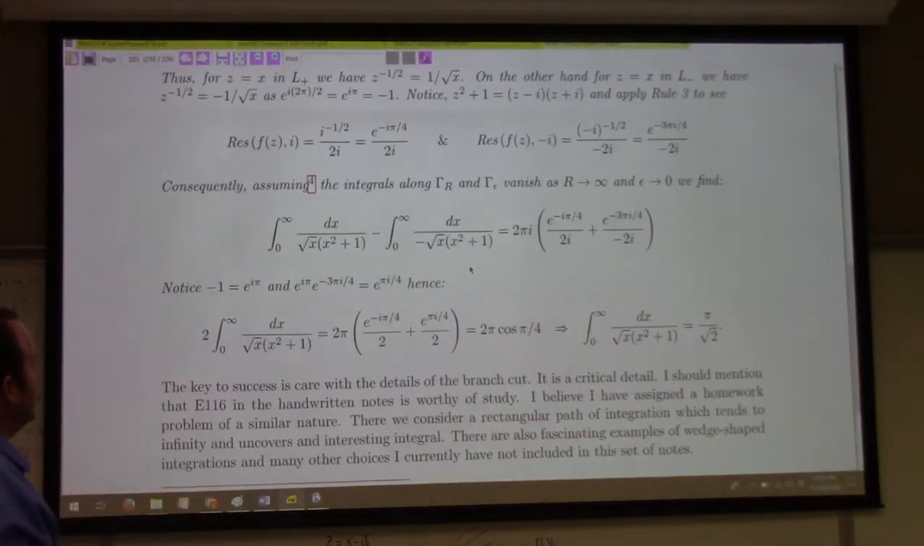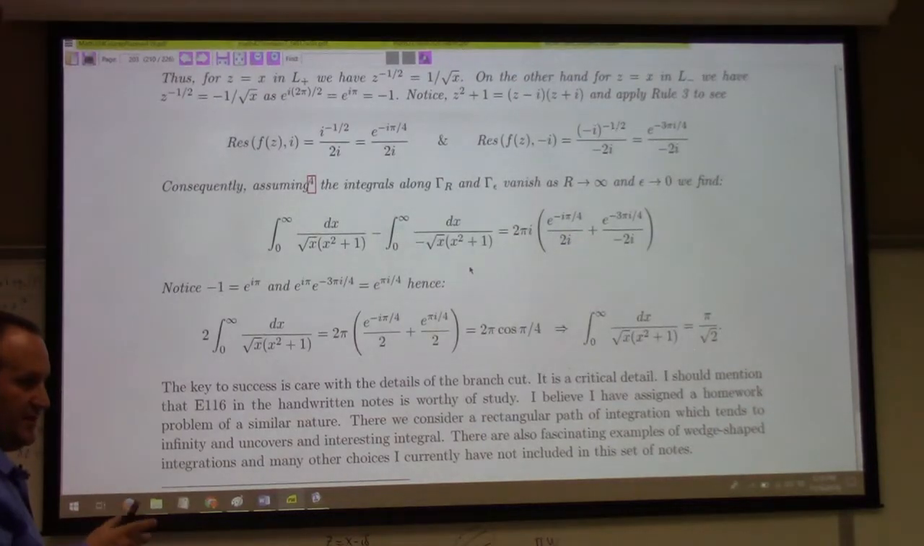Now, to be fussy, I have not shown the fussy details of why, for the given complex function, z to the minus 1/2 over z squared plus 1, the integrals corresponding to that on the inner and outer circles of the keyhole vanish in the appropriate limits. So that detail's missing here.